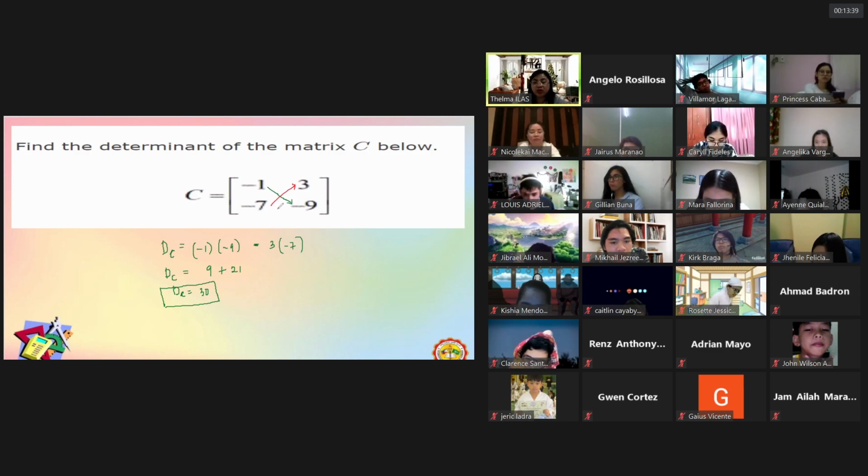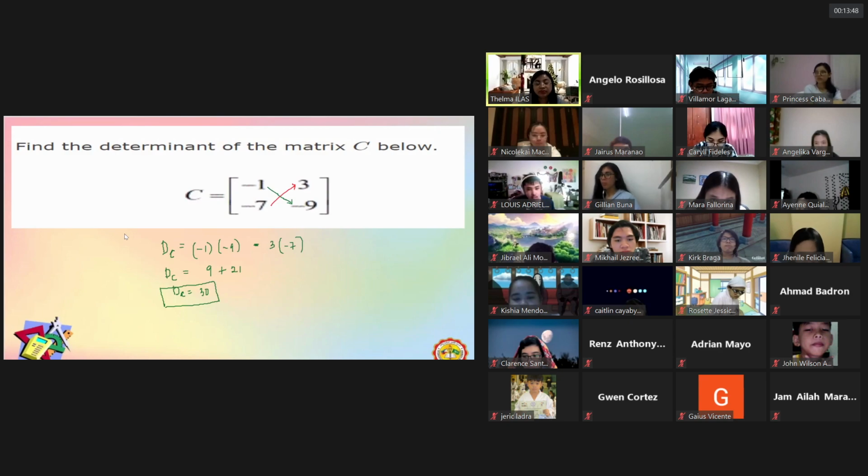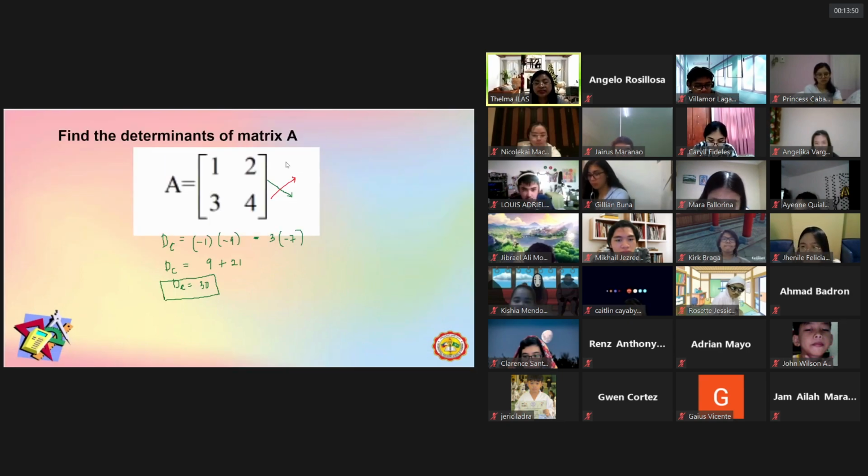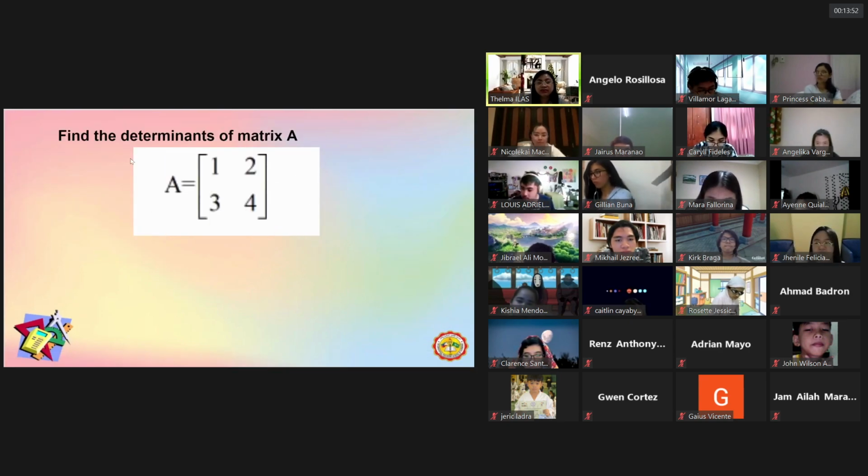Operation naman tayo. May commutative property tayo. Alright? Okay. O, sige nga. You try this one. Ito muna, bago tayo pumunta sa system. Try to find the determinants. Okay. Find the determinant of matrix A.